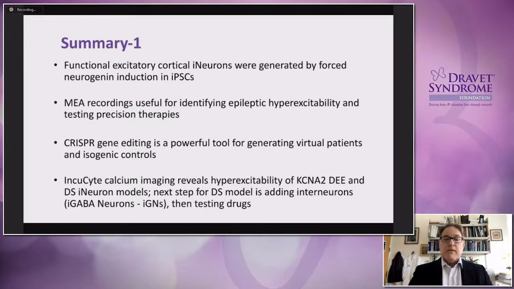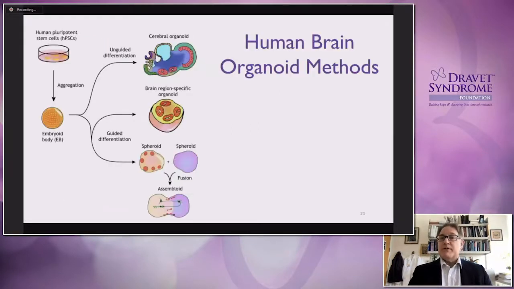The next step for the Dravet syndrome model is adding interneurons to the cultures so that you have excitatory neurons, interneurons, and astrocytes all together to more faithfully model what's in the normal human brain. And for making inhibitory neurons, we can also use that forced transcription factor expression to make what are called iGABA neurons or iGNs. And then the goal is to test drugs to come up with precision therapies for Dravet syndrome. For the next half of the talk, I'm going to shift gears and tell you about human brain organoids.